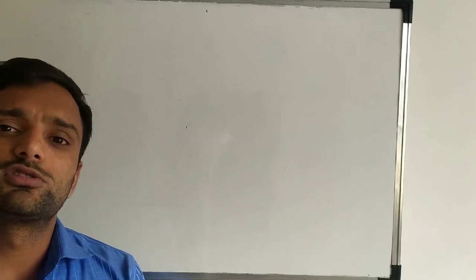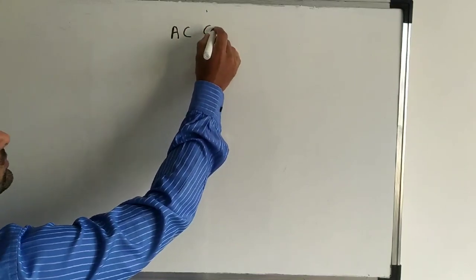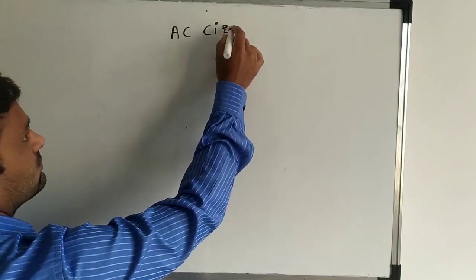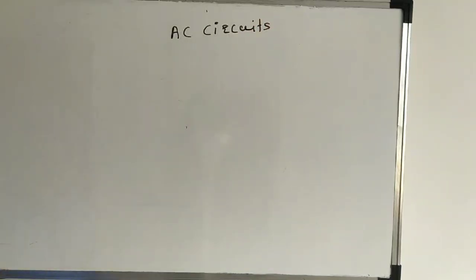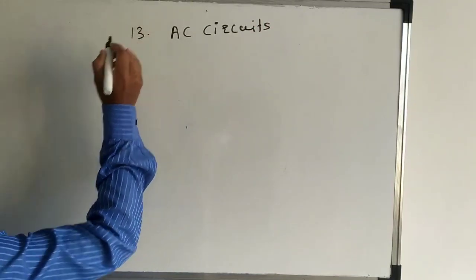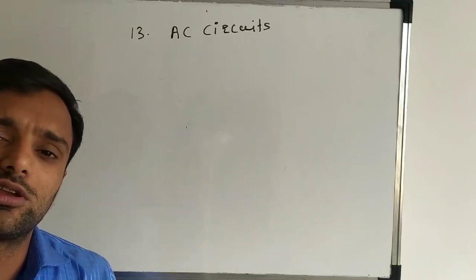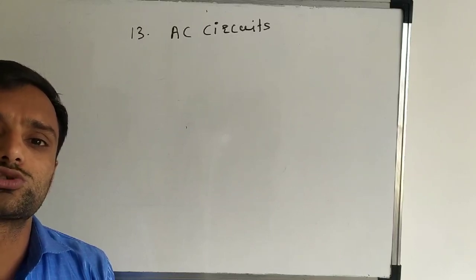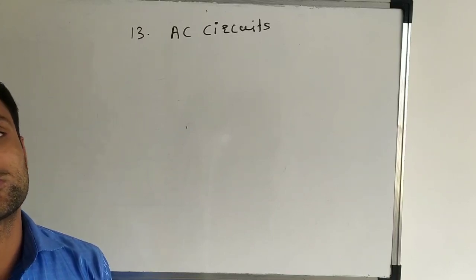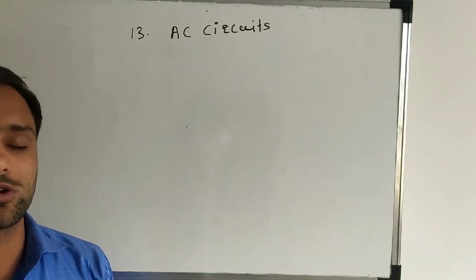That chapter is the AC circuits. It is from section number 2. The chapter number is 30. So what is the AC circuit? If you are connecting an alternating current source or alternating voltage source to any circuit, then that circuit is called the AC circuit, meaning alternating current circuit.